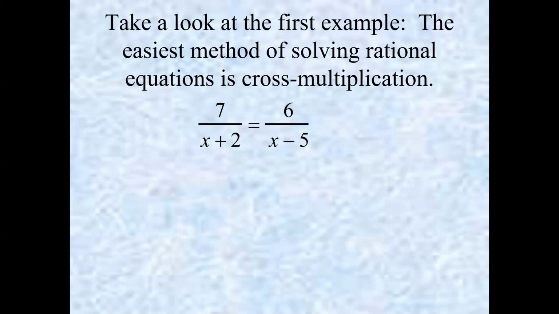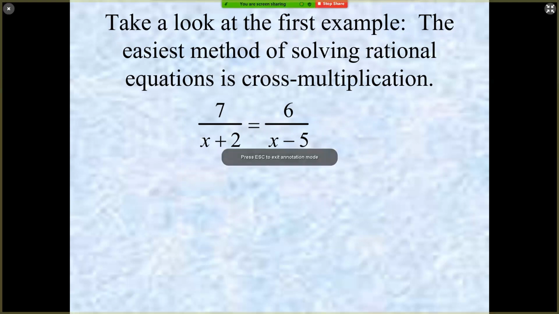So let's look at our first example. The easiest method here to solve rational equations is cross multiplication. So remember, when you cross multiply, it kind of makes a butterfly. So when I cross multiply, I would multiply these terms together.